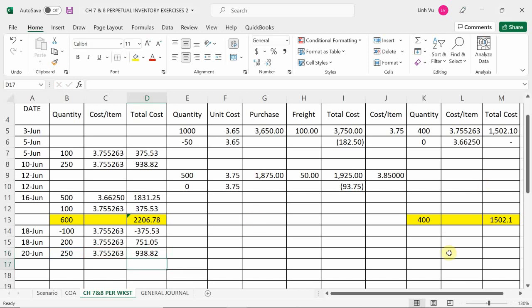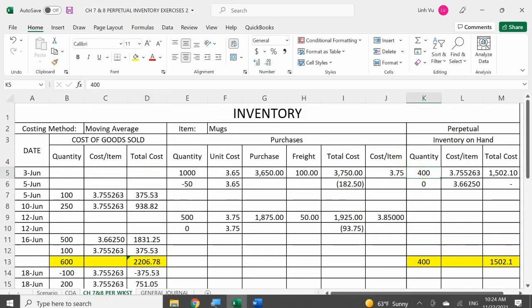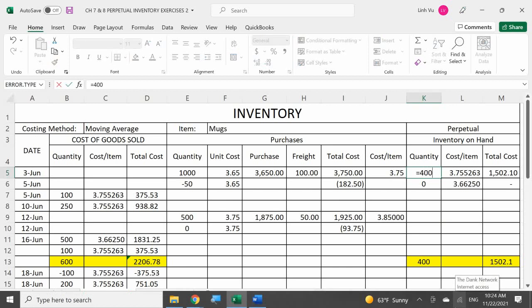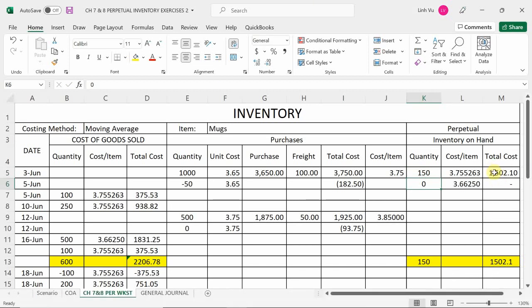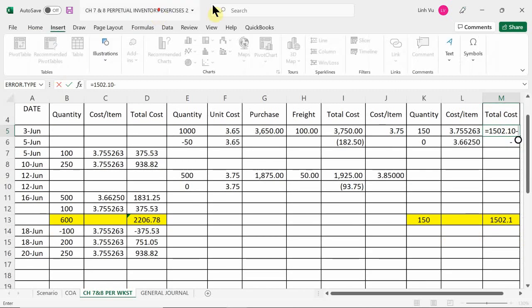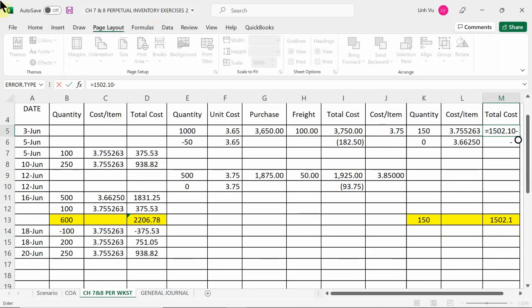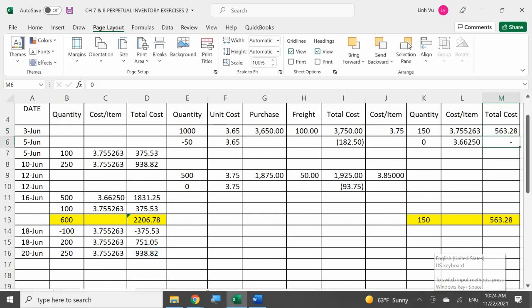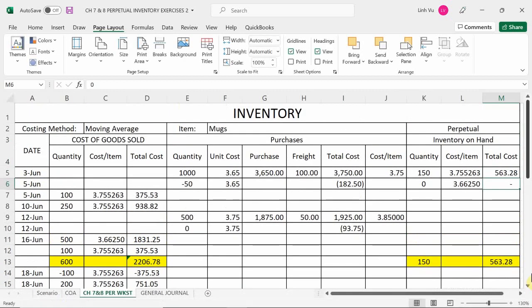938.82. So let's go back up here. I started out with 400 and I sold 250. Okay, so I should be left with 150. And in this case, I am at 1502.10. Subtract my 938.82. So I should be now left with 563.28.